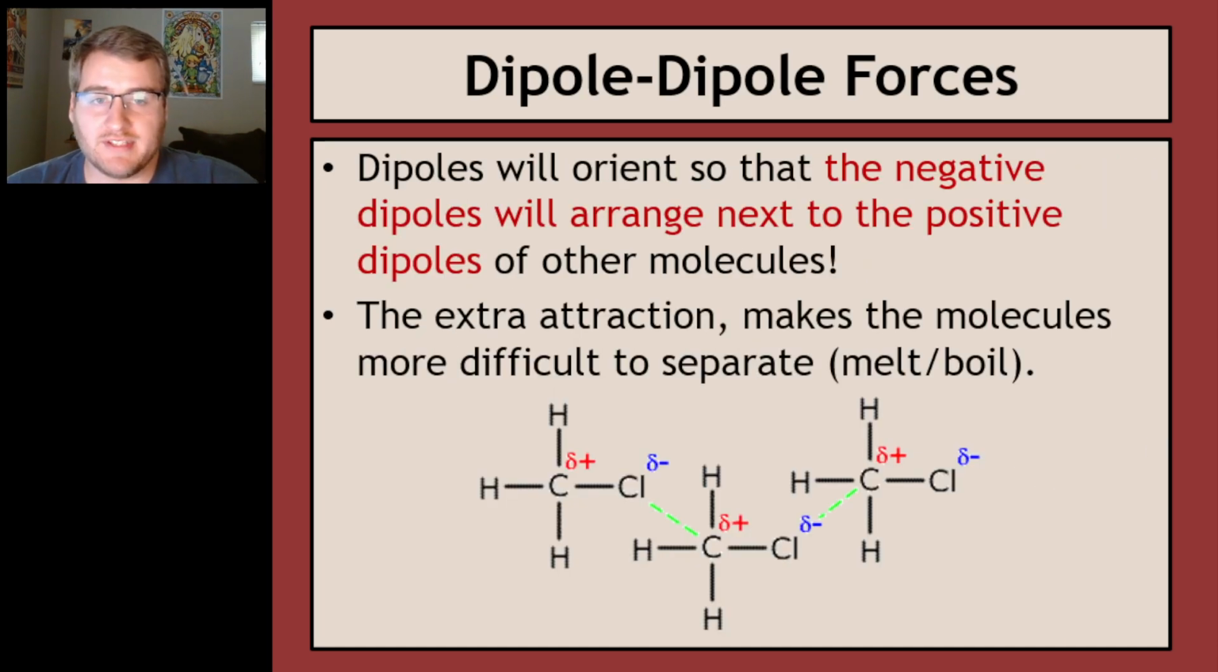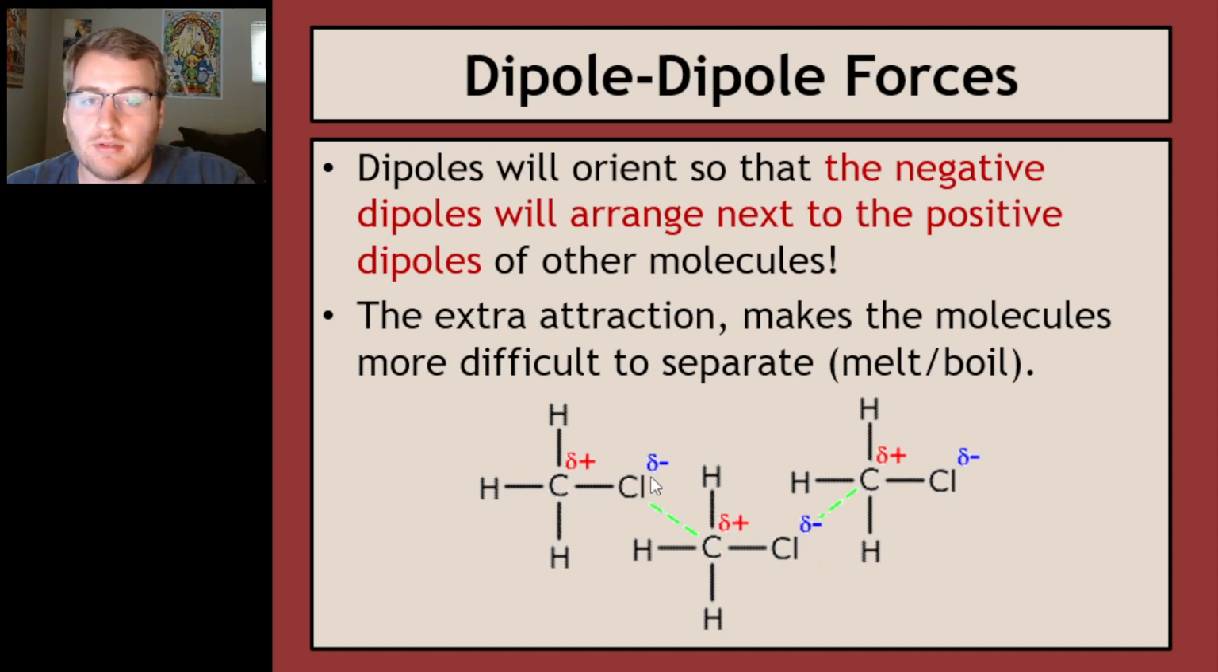Okay. Dipoles will orient themselves so that the negative dipoles of one molecule are attracted to the positive dipoles of another one. This extra attraction makes the molecules more difficult to separate, and by that we mean melt or boil. Right, I have my negatively charged chlorine because it's more electronegative than the carbon. So I would know that this polar molecule has a negative side here. The negative chlorine here is slightly attracted to the positive carbon on the adjacent molecule, and so on.